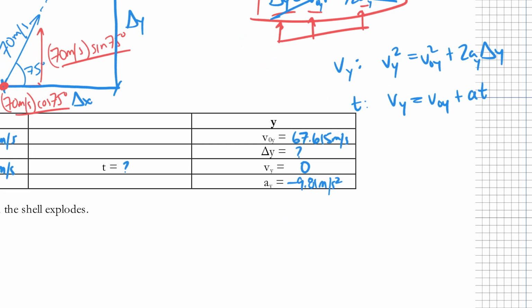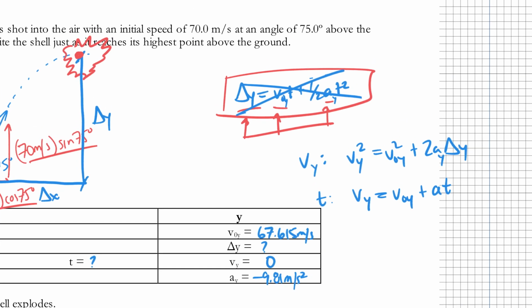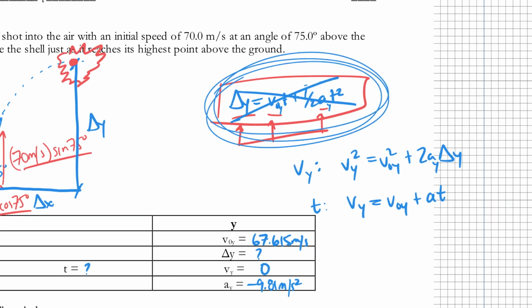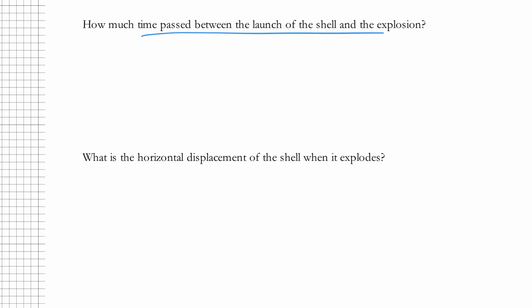So when we see time here, how much time has passed, just be wary. When you see time, you want to try to avoid this if you can. If you cannot, then the quadratic formula is negative b plus or minus the square root of b squared minus 4ac, divided by 2a. It's a bear, but it can be done. Okay, what is the horizontal displacement of the shell when it explodes? We're going to want delta x.